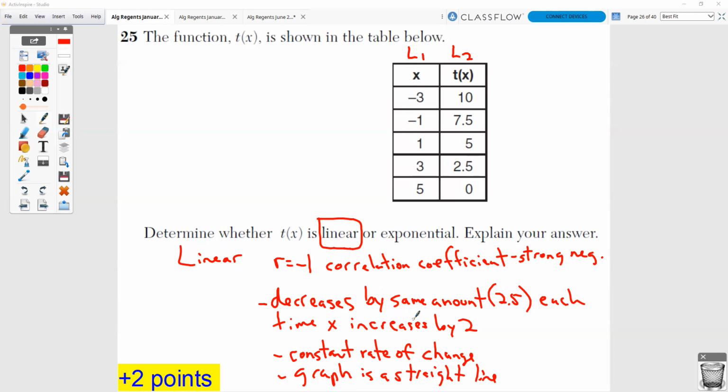You could also say that it would be increasing by the same amount each time if it was a different chart. It has a constant rate of change. That could be another reason. Or you went and graphed these points. When you graph those points, you see that it forms a straight line, not a curved line, which would be exponential. So 1 point for linear, 1 point for your explanation. You did not have to say more than one of these reasons, just one of them is perfectly fine.